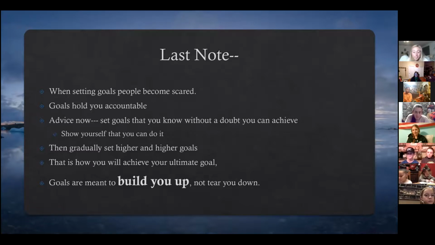Exactly. And so just like that, my advice to you now is to have your big goal, but break down those little goals so that you have them, so that you can start seeing that little progress that you're making each step of the way. And then gradually the mini goals will get bigger and harder, but your confidence will go up. The goal setting is meant to build you up and not tear you down. Okay, guys?